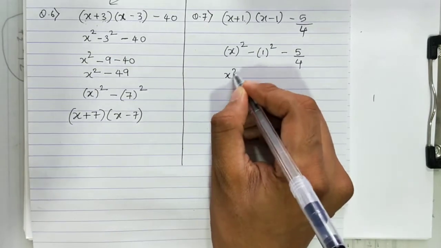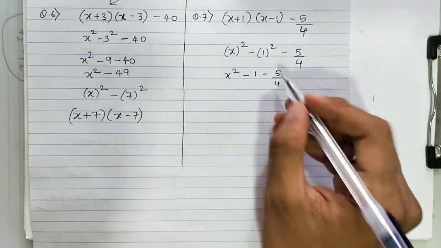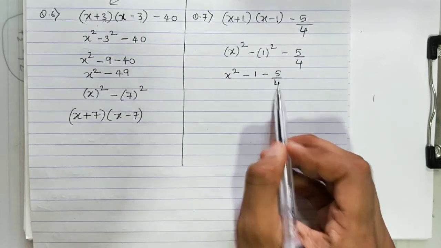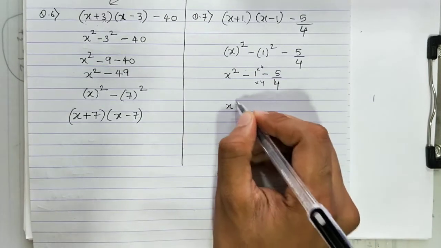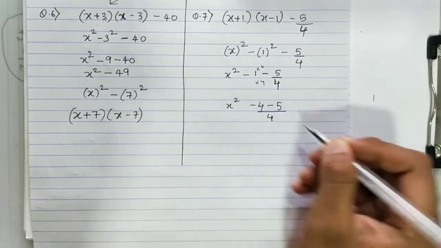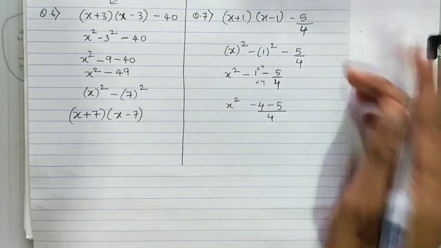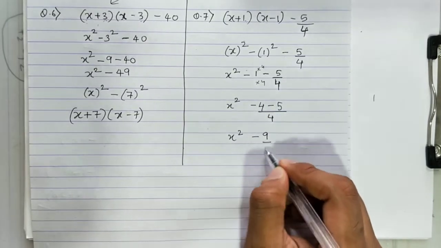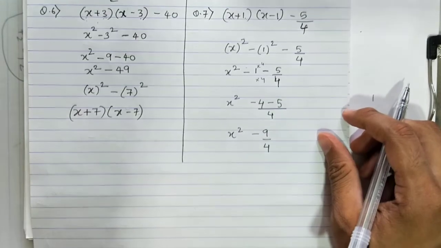Now let's take the square. So x square minus 1 square is 1 minus 5 upon 4. Now we have to take LCM here, minus 1 minus 5 upon 4. So taking LCM, I'll multiply the denominator and numerator by 4. So this will be x square minus 4 minus 5 upon 4. See, we are taking LCM here. Then x square minus 4 minus 5 is minus 9 upon 4. Understood?